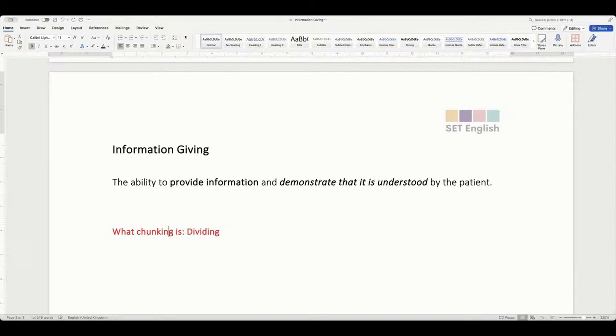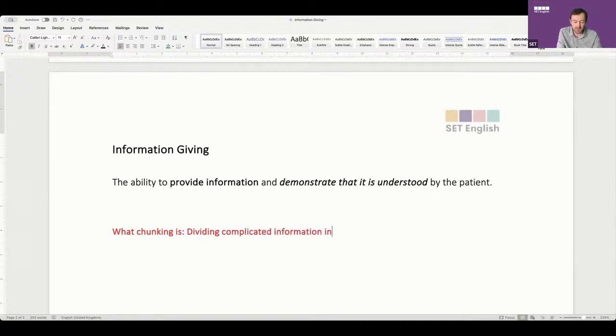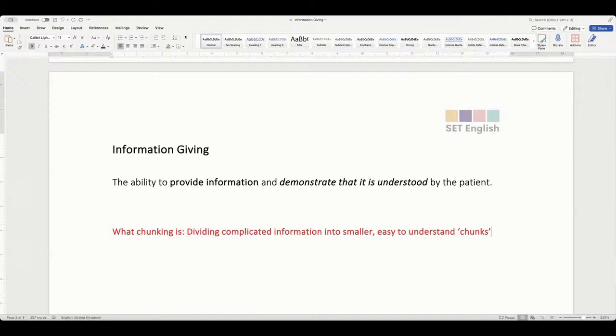I don't do any chunking. Okay, so chunking is dividing complicated information into smaller, easy to understand chunks. That's it. Would you agree with me on that, Sonia? Yeah. It's good to do this.